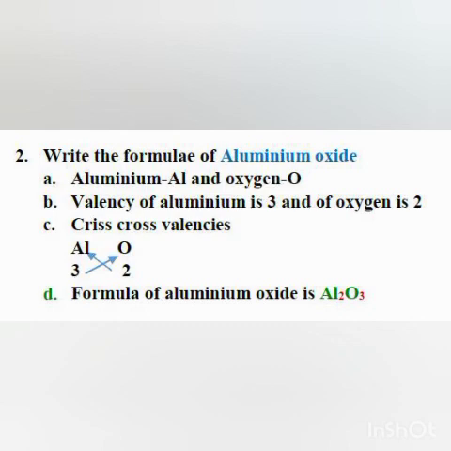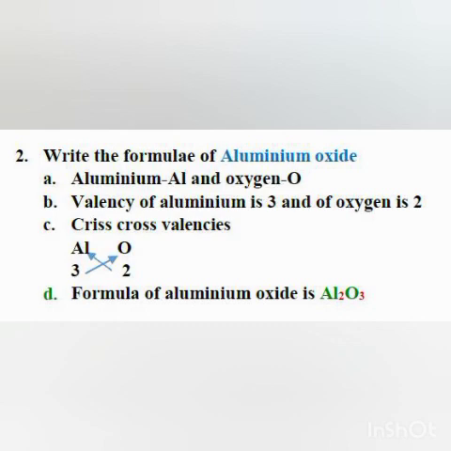Now we will write the valencies of the elements or the atoms. You see here, this is aluminium, this is oxygen. Just below aluminium we will write the valency of aluminium, that is 3, and just below oxygen we will write the valency of oxygen, which is 2. Now we crisscross the valencies. The valency of oxygen, that is 2, will be written against aluminium, and the valency of aluminium, which is 3, will be written against oxygen.